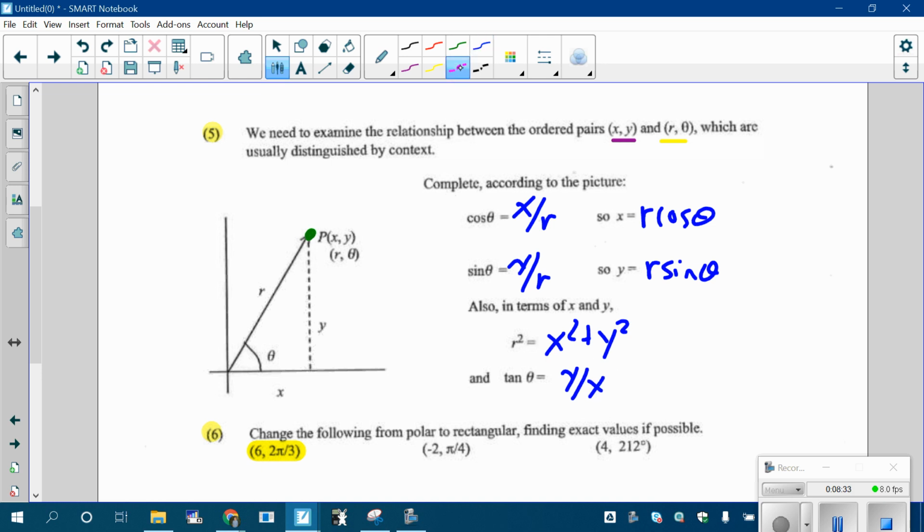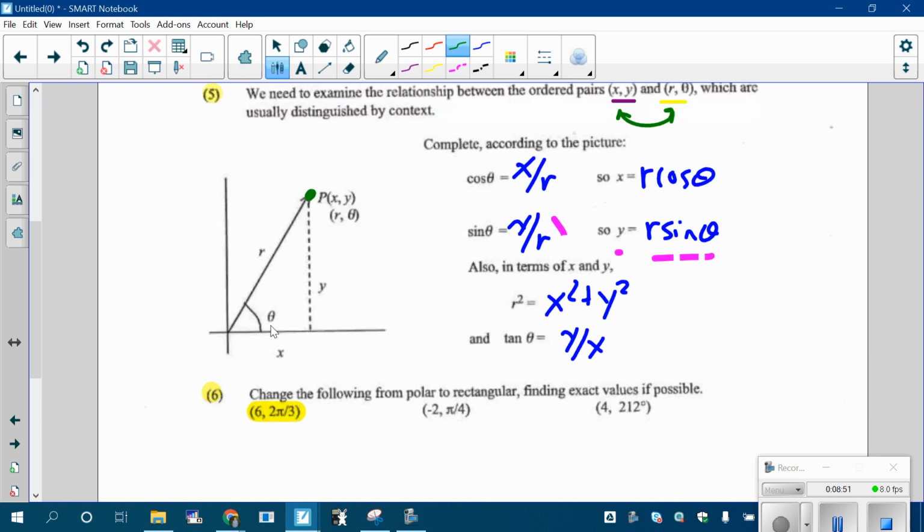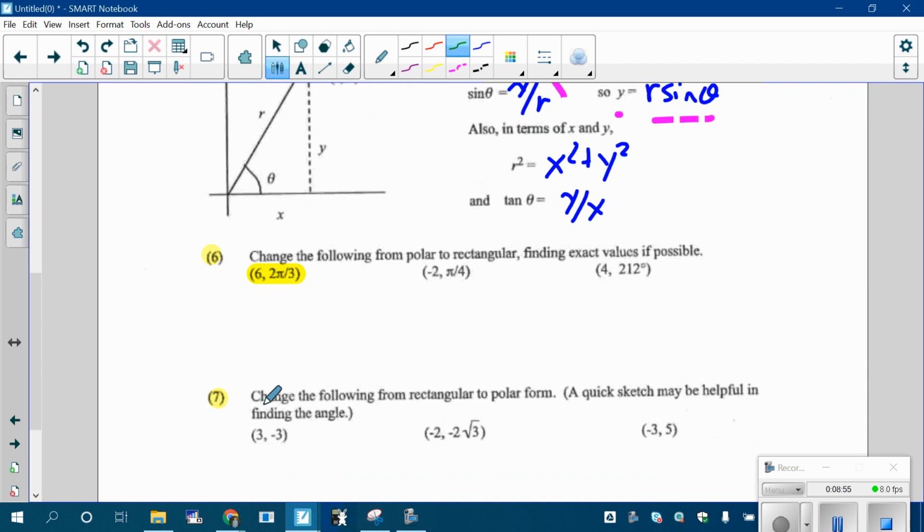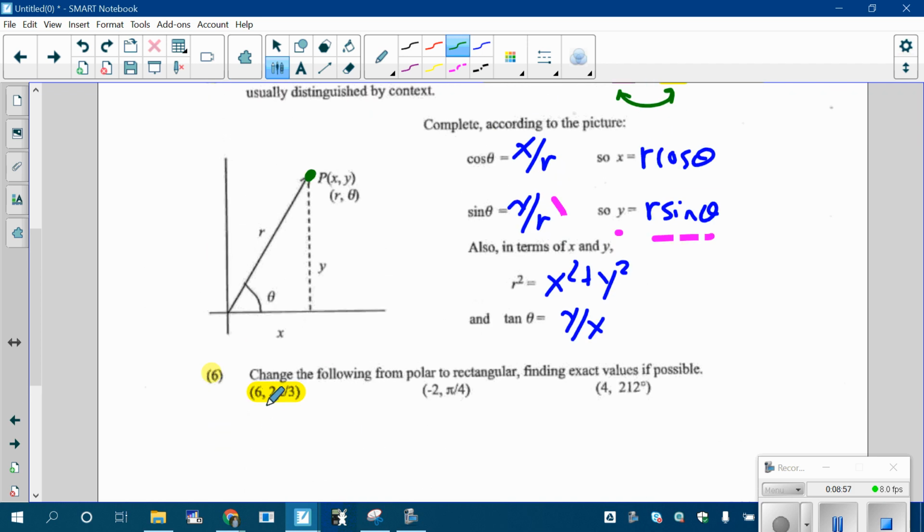These relationships let you take r and theta and get x and y. So they let you flip back and forth between xy and r theta. And that's not really going to be our focus at all. We really don't need to know that, but it's something that's kind of cool at least. Let's do one of these really quick.